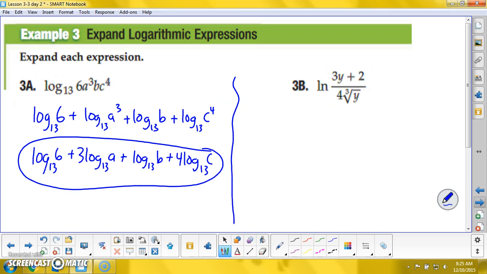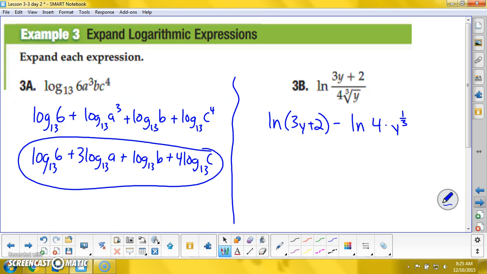And then part B, same kind of problem. This time we have natural logs. So we're going to rewrite this as the natural log of 3y plus 2, and then minus the natural log of 4 times, I'm going to rewrite that third root of y as y to the 1/3.